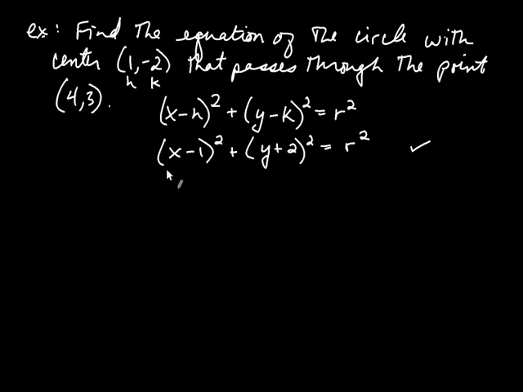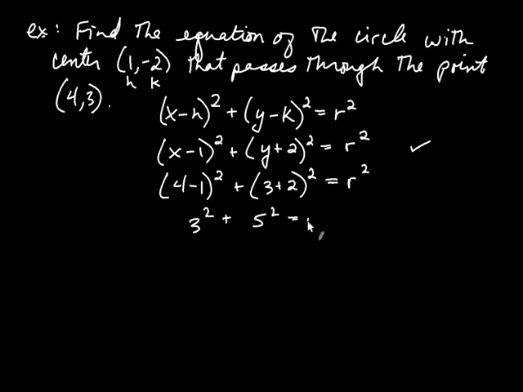Let's do so. x is 4, so we have (4 − 1)² plus, and y is 3, right? So (3 + 2)², and that has to be equal to r squared. So we have 3² + 5² = r², so 9 + 25 = r². That means r squared has got to be equal to 34. So now that means r, the radius, is the square root of 34.